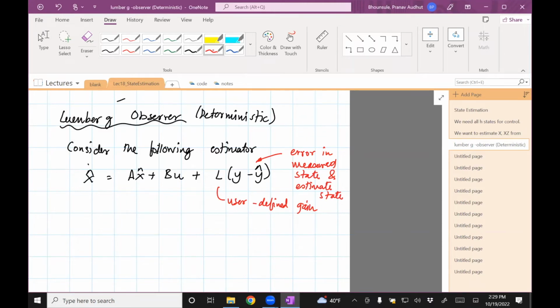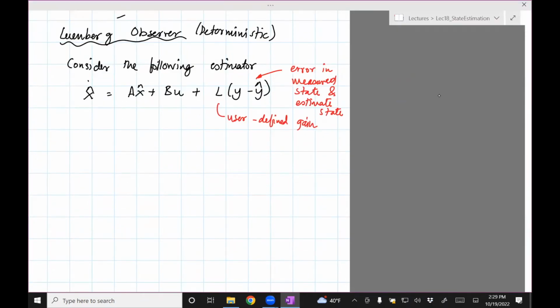Okay, so why this choice? Let's see what is the consequence of using this choice. So let's first simplify this. X hat dot equals A X hat plus B U plus L times (Y minus Y hat). We know that Y equals C times X. Y hat equals C times X, but since it's an estimate, it's going to be C times X hat.